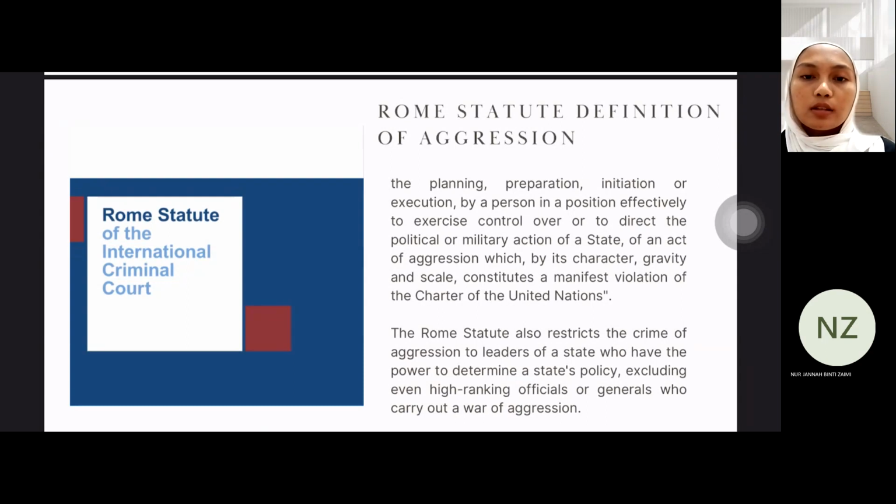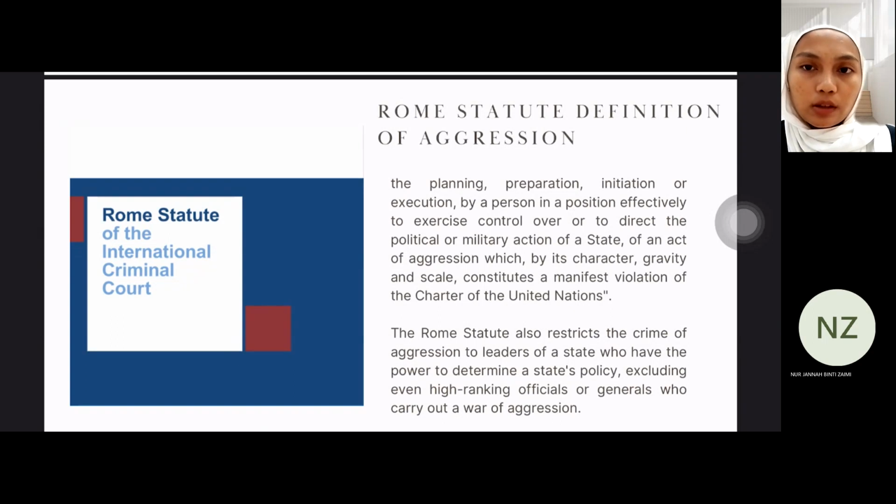The definition of this crime was adopted through amending the Rome Statute at the first review conference of the statute in Kampala, Uganda, in 2010. On 15 December 2017, the Assembly of States Parties adopted by consensus a resolution on the activation of the jurisdiction of the court over the crime of aggression as of 17 July 2018.